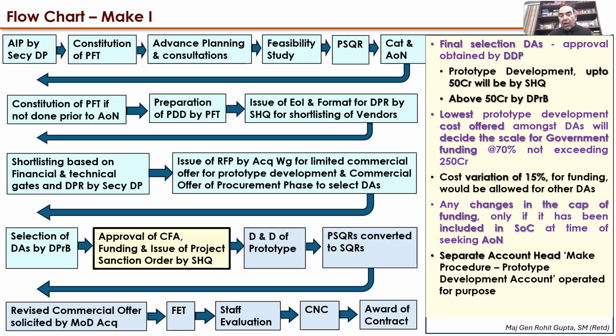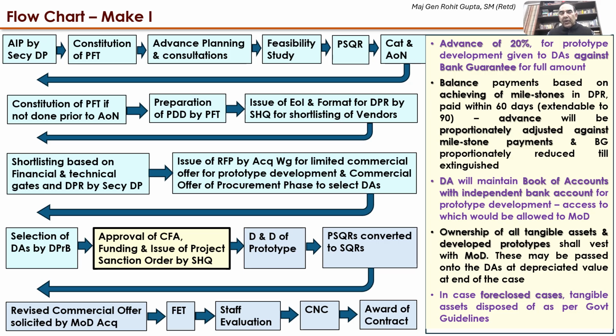A separate account head shall be opened up, which is the Make procedure prototype development account, and all spending will be done under this account head. For the purpose of payment of the cost of development of the prototype, the MOD will give an advance of 20% of the complete cost that has been laid down for the prototype development against a bank guarantee for the full amount. So 20% will be given against a bank guarantee of the full amount.